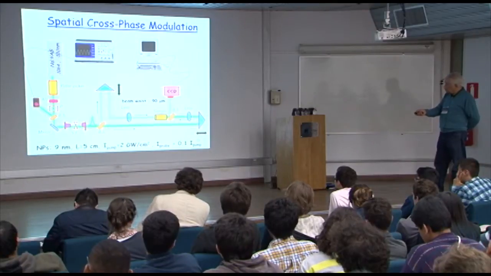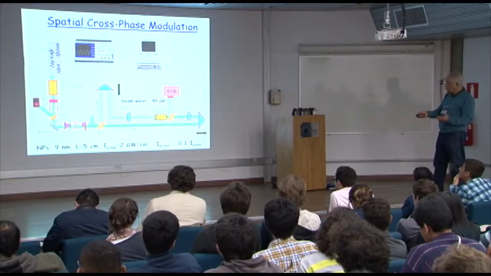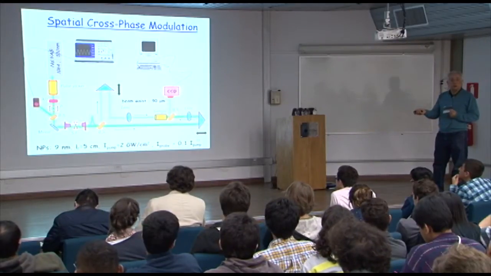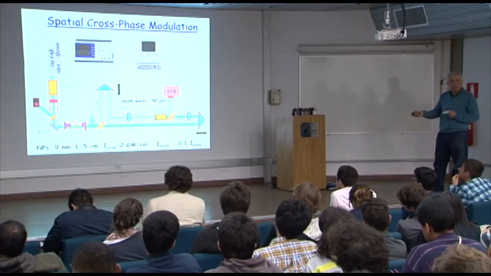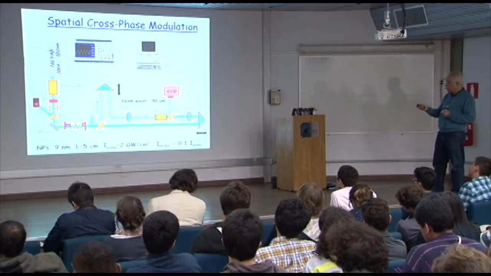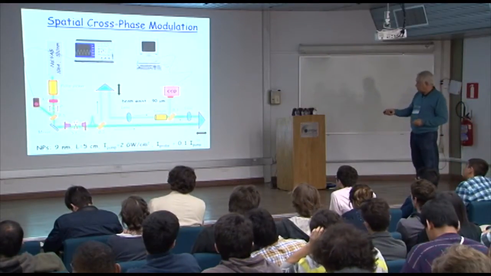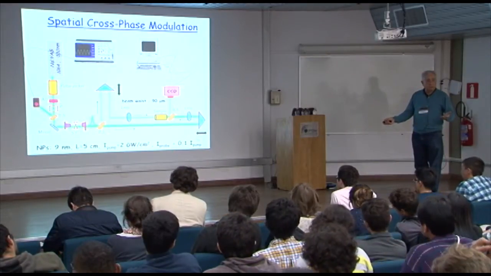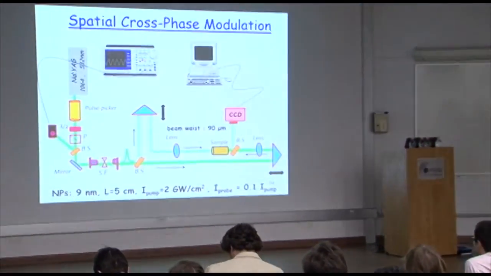So what we want to see is how the profile of the weak beam is modified due to the presence of the strong one. The profile of the weak beam can be measured here in this CCD. And the ratio between the intensities is this one. One beam is 10 times larger than the other one in intensity, just to have one beam strong and the other beam as a probe.